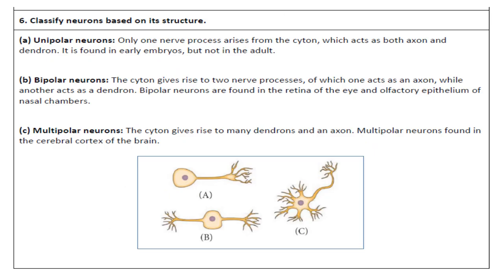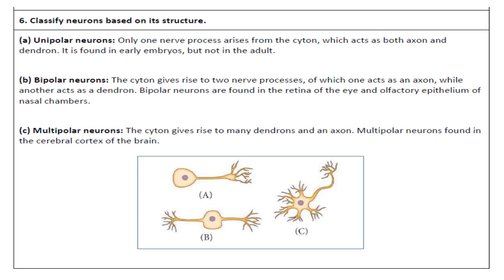Classify neurons based on their structure. Three types: unipolar neurons, bipolar neurons, multipolar neurons. In unipolar neurons, only one nerve process arises from the cyton, which acts as both axon and dendron. It is found in early embryos but not in the adult.